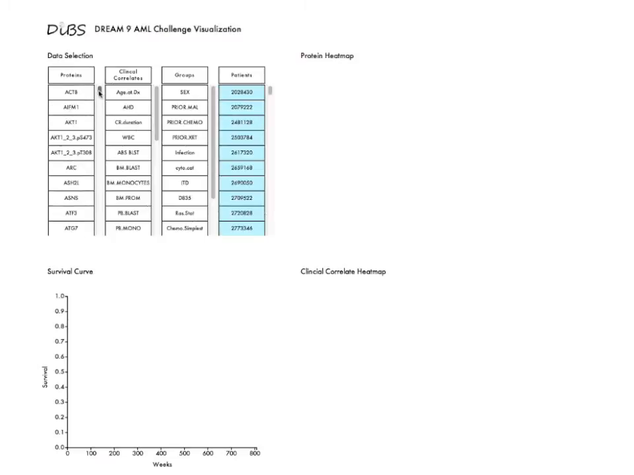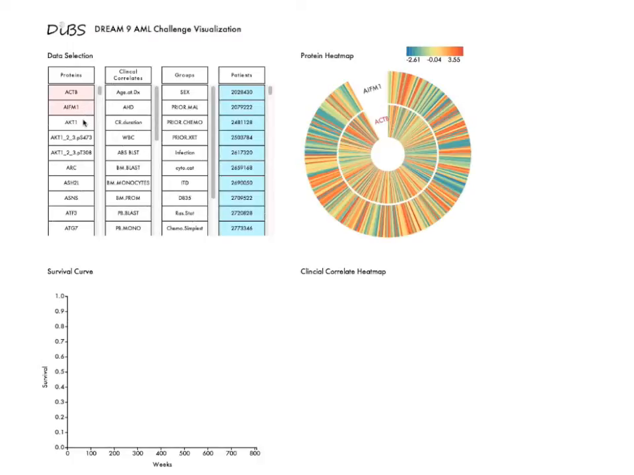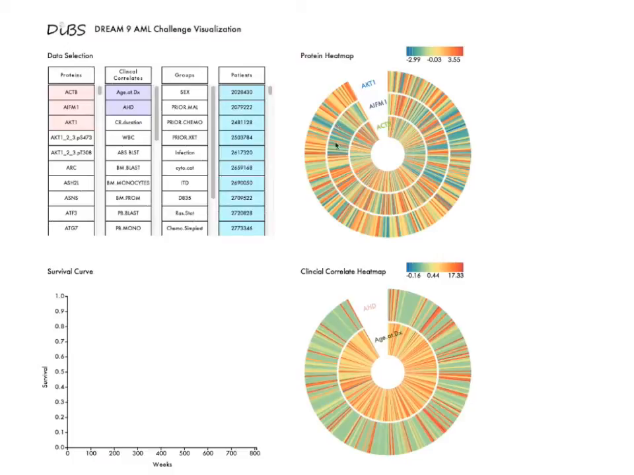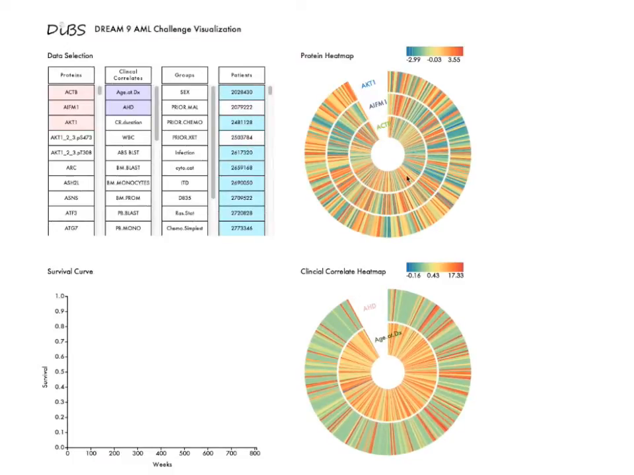In the data selection panel, you'll be able to select the proteins, the clinical correlates, patient grouping, and the specific patients you wish to include or exclude for displaying. As you make selections, you can see the data being rendered on the right in 2 circular heat maps. The heat maps are interactive. Think of them as wheels with hundreds of spokes. Each spoke of the wheel provides data for a single patient.